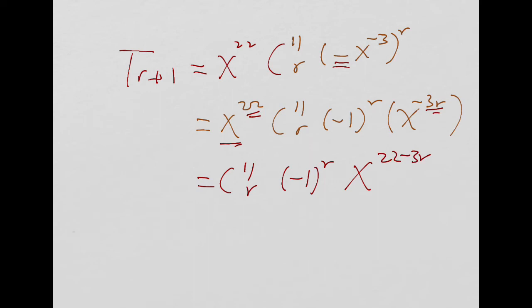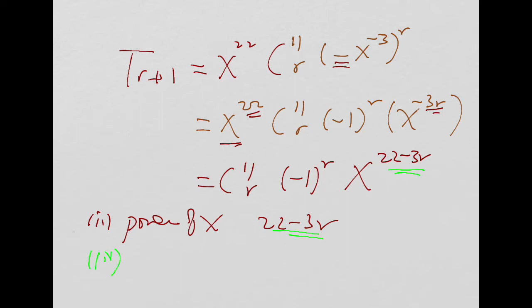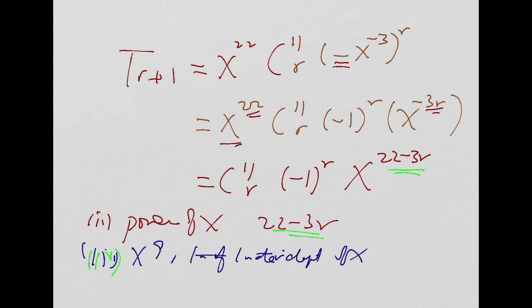Then it says write down the power of X in the general term. So write down the power of X in the general term. The power of X is what? The power is 22 minus 3R. So this is the power of X. You look at the textbook. So thirdly, hence or otherwise determine the term containing X9 and the term independent of X. So if it's X9, how do you determine? So it's 22 minus 3R equals 9. So 3R equals what?